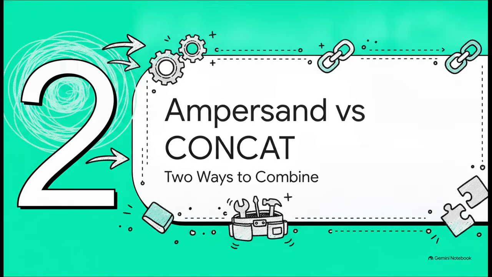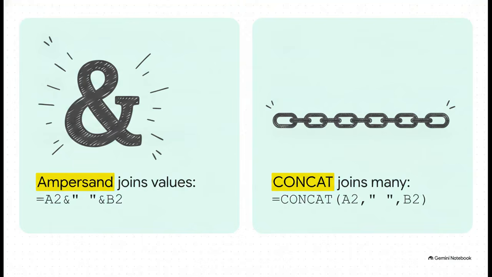Moving right along to section 2, ampersand versus concat. Because the ampersand isn't the only tool in our tool belt when we need to join data. It really helps to look at the two primary methods side by side. On one hand, we have our trusty ampersand formula, linking A2, a space, and B2, just like we talked about. On the other hand, we have the concat function doing the exact same thing. Now notice how concat uses commas to separate the pieces instead of the ampersand symbol? But here's the thing. Both of these methods achieve the exact same result.